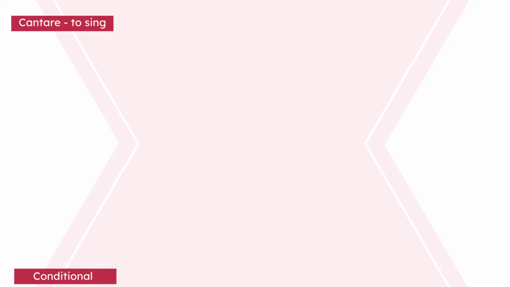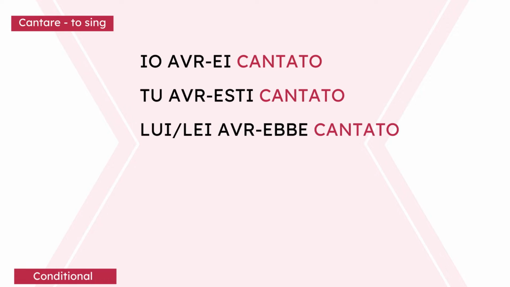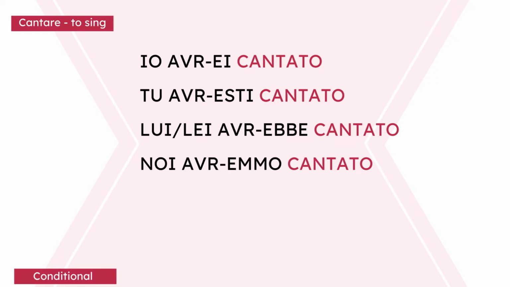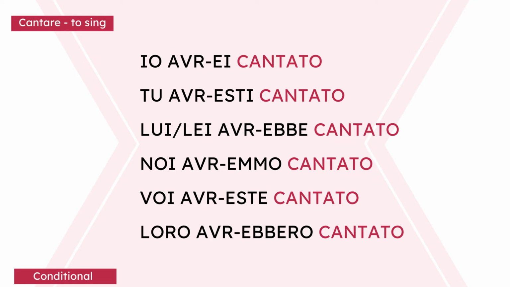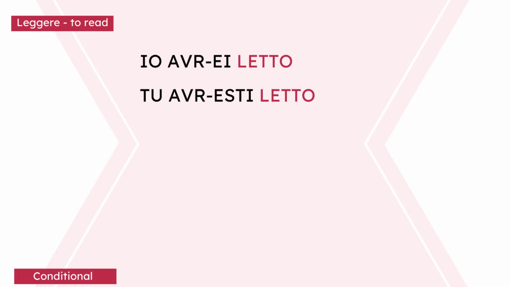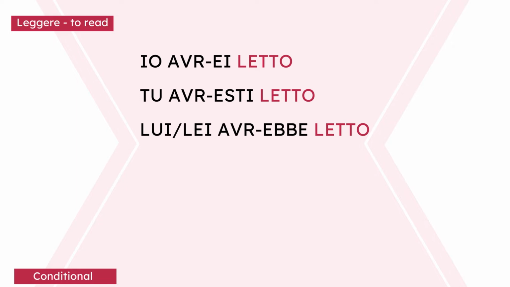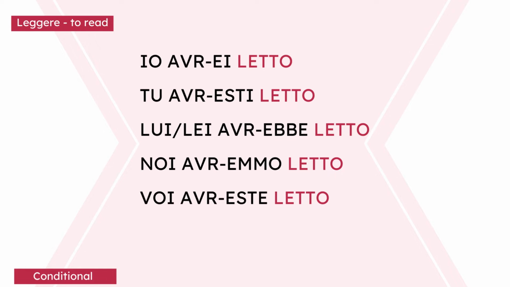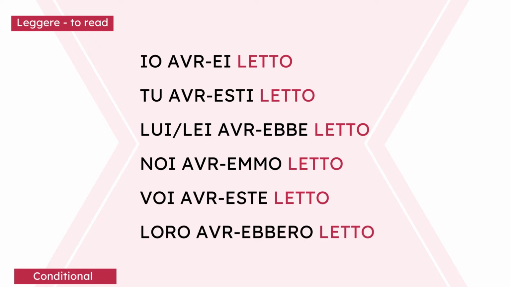First conjugation, cantare, to sing. Io avrei cantato, tu avresti cantato, lui, lei avrebbe cantato, noi avremmo cantato, voi avreste cantato, loro avrebbero cantato. Second conjugation, leggere, to read. Io avrei letto, tu avresti letto, lui, lei avrebbe letto, noi avremmo letto, voi avreste letto, loro avrebbero letto.